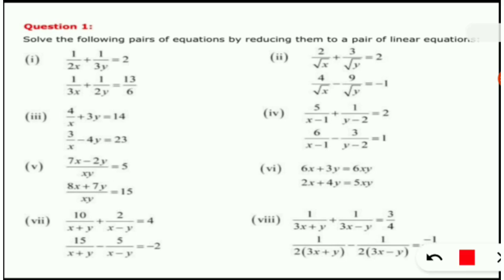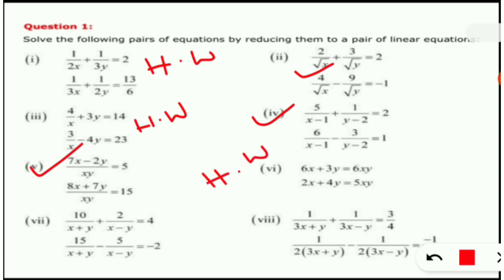So students, question number 1, this is your homework. 2 done. Question number 3, homework. 4 complete. 5 complete. 6 homework, and 7 homework.